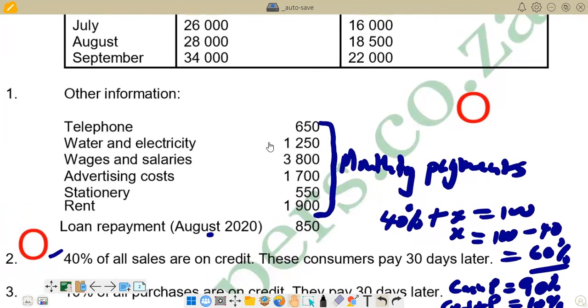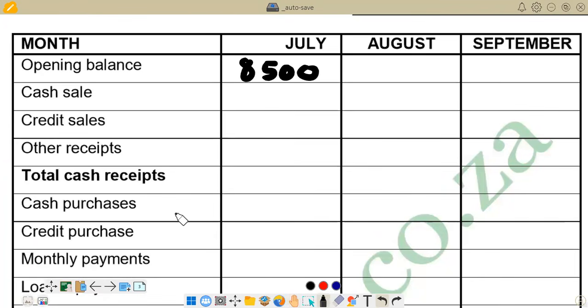Item 1 is saying we have monthly payments, remember. So if you add 650 plus 1,250 plus 3,800 plus 1,700 plus 550 plus 1,900, the total that you are going to get there is 9,850. So we have got 9,850 representing our monthly payment. So we are going to put this 9,850, and it's going to apply to all the 3 months that we are given in the answer book. So we are going to put that figure, 9,850.